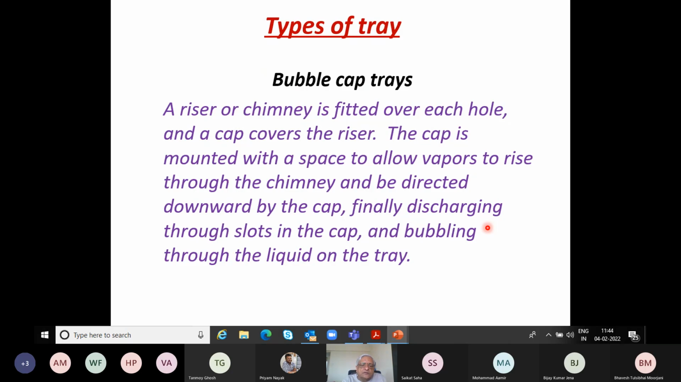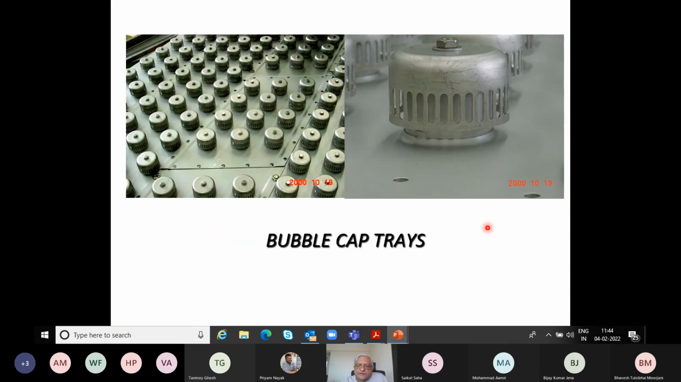Now, coming on to the type of column internals that you see, there is nothing really new to discuss here other than what you already know from your undergraduate classes. But not very long ago, the trays installed both in the main crude column as well as in the naphtha stabilizer were bubble cap trays. The bubble cap trays picture you have already seen.